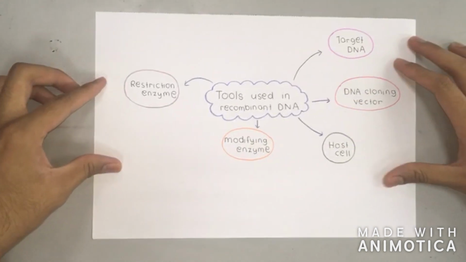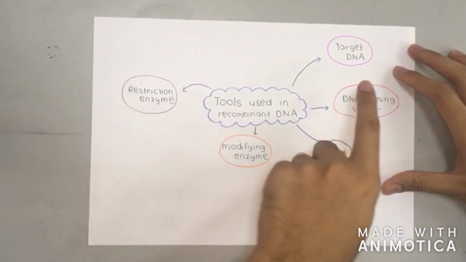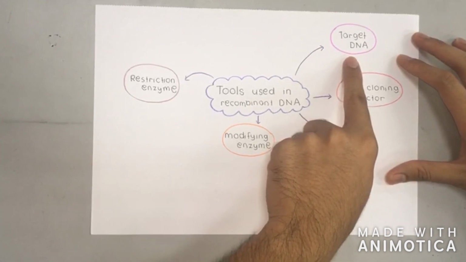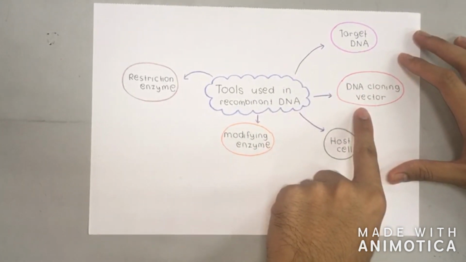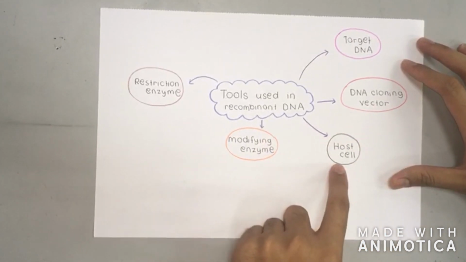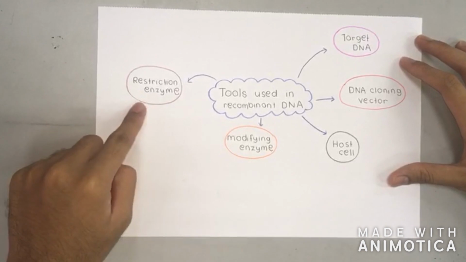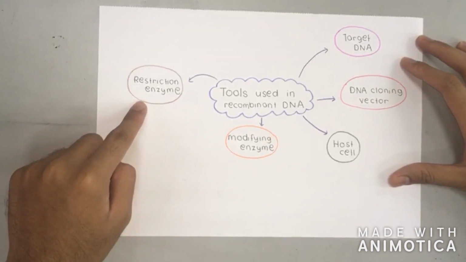Secondly, the tools used in recombinant DNA. Firstly is target DNA or gene of interest. Secondly, DNA cloning vector. Thirdly, host cell. Fourth, modifying enzyme. And fifth, restriction enzyme.